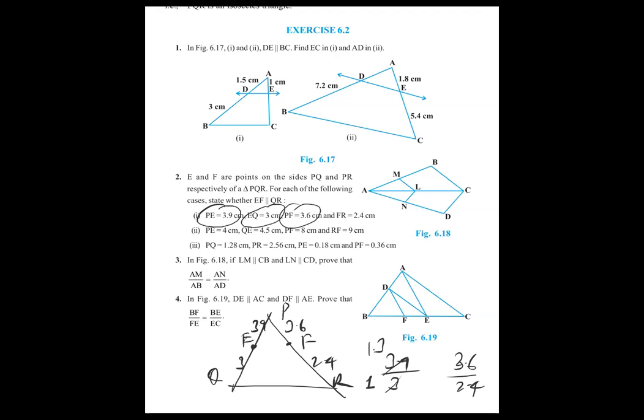3.9 by 3 is 1.3, and this is 3 by 2 actually. 12 table: 12 3s are 36, 12 2s are 24. This is 3 table. Both are not the same. This is 1.3, that is 1.5 actually. So not equal, therefore not parallel. That is the first case.